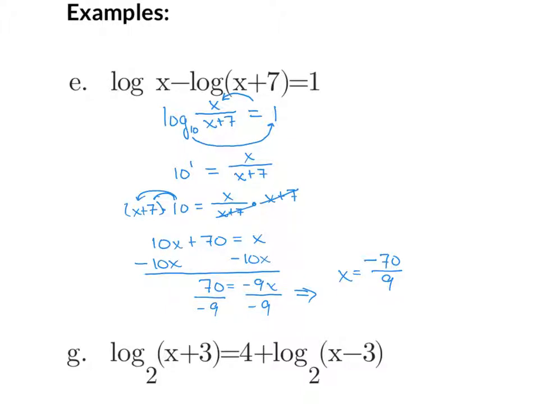If we check this, the first one, log of x, just by plugging in negative 70 over 9, we automatically have that we're taking the logarithm of a negative, which means that we need to discard our only solution. Since there is not a single number out there that will satisfy this equation, we did all of that work just to reach an answer of no solution.